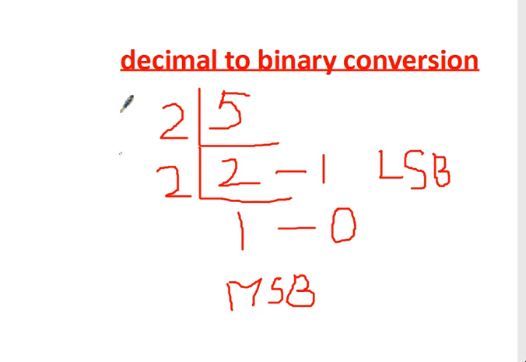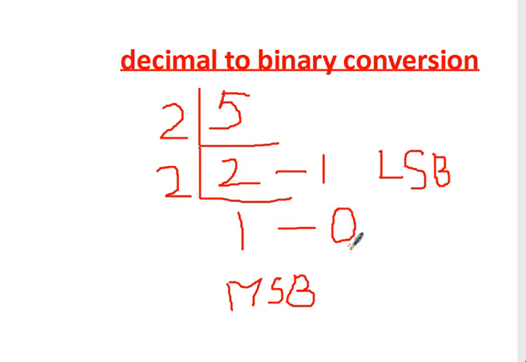Whenever you want to convert from decimal to any other system, you have to divide by the base of that system. We know the base of binary is 2, so just divide by 2. 2 2s are 4, so the remainder is 1, which I'm writing here. Again divide by 2, because this is not the simplest. 2 1s are 2, so the remainder is 0.